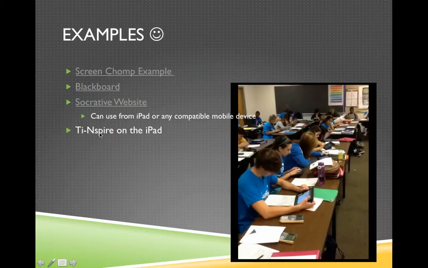And then lastly, the TI Inspire on the iPad. Here's a picture of my students using it to create spreadsheets. We're using it in statistics to make tables, bar graphs, box and whisker graphs, circle graphs, dot plots, all sorts of stuff. Real neat app.